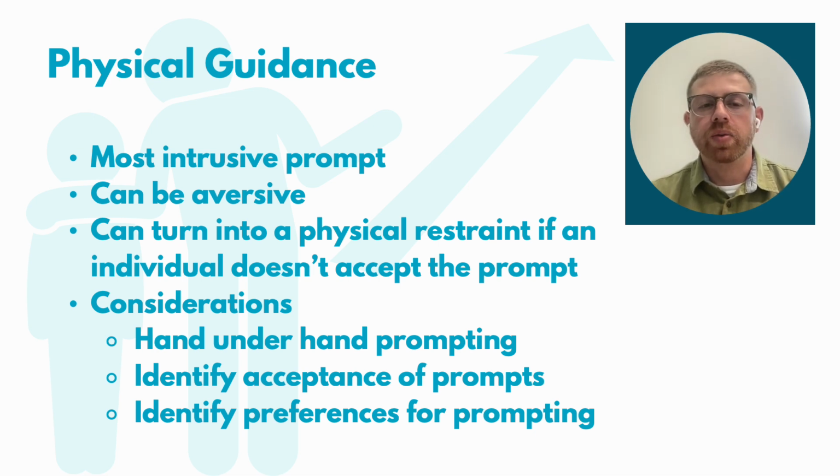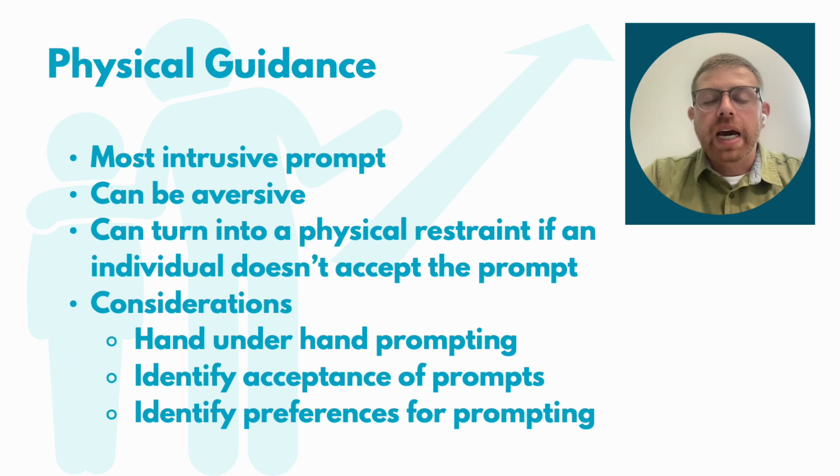We want to make sure that whatever we're trying to do with the use of physical guidance, it's not something that is aversive, right? That's because physical guidance can turn into a physical restraint if the individual doesn't accept the prompt. With prompts, we want to really remember that we want prompts to be accepted by our learners. As soon as we're physically prompting and the learner starts to reject that prompt type, if we continue on, we have now turned that prompt type into a physical restraint because we are no longer honoring their freedom to move. We are now restricting that.